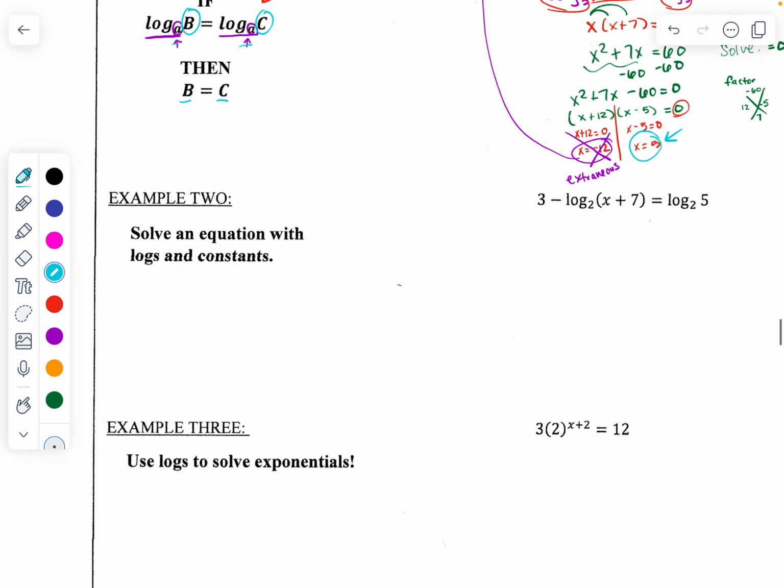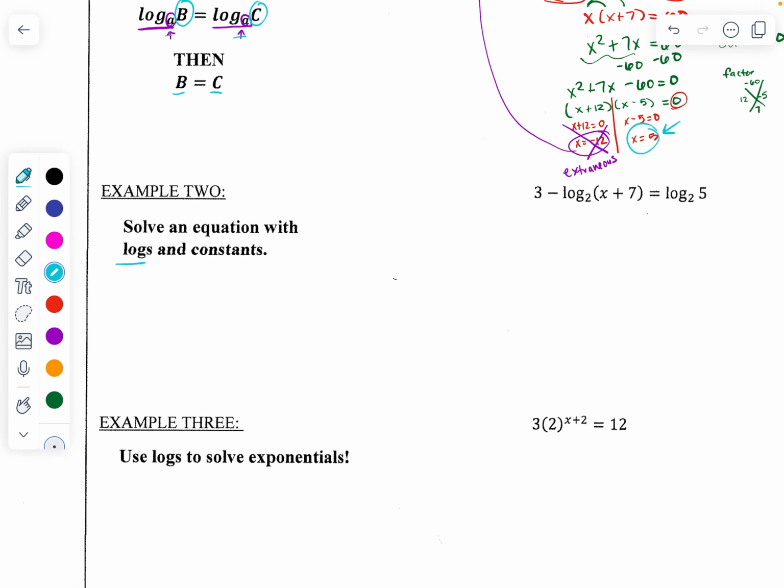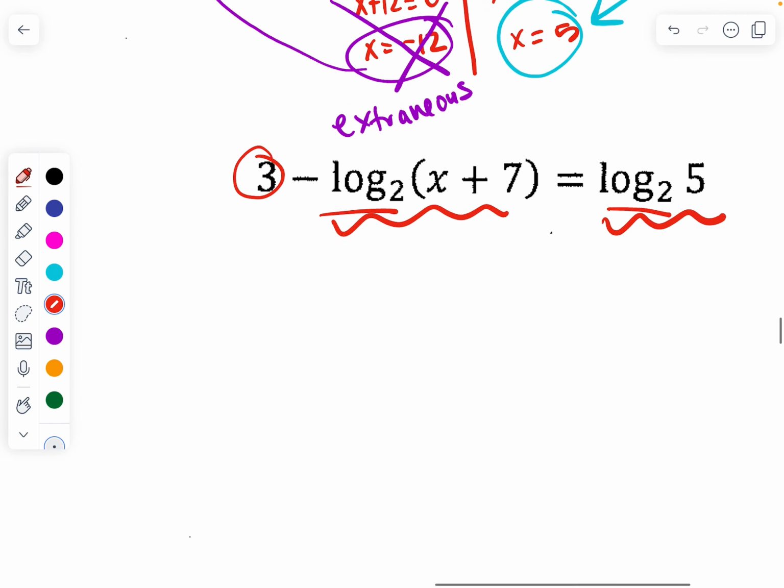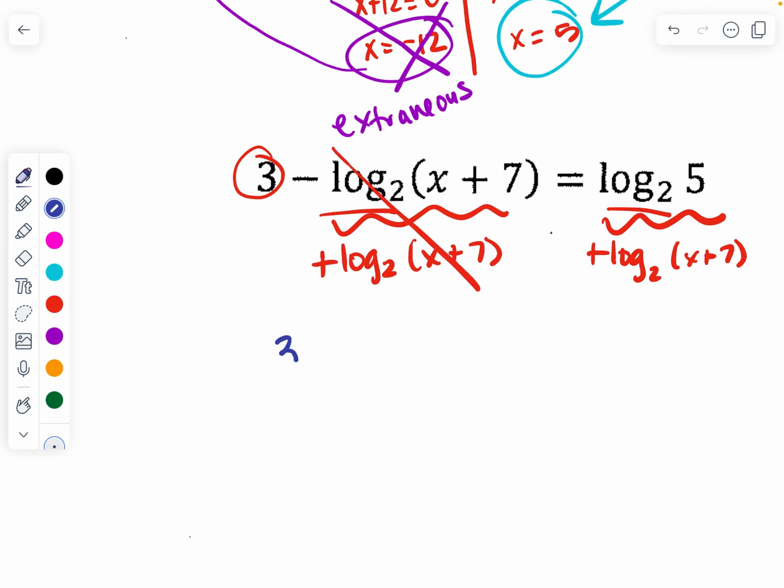Let's look at example number 2. It says, solve an equation with logs and constants. So let's see what we've got here. We've got two logs, both have the same base, and we have a constant here. What I see I can do is move this log over to the other side so that both logs are on the same side. So let's go ahead and add log base 2 of x plus 7 to both sides. What that leaves me here is 3 on the left side, and we've got log base 2 of 5 plus log base 2 of x plus 7.